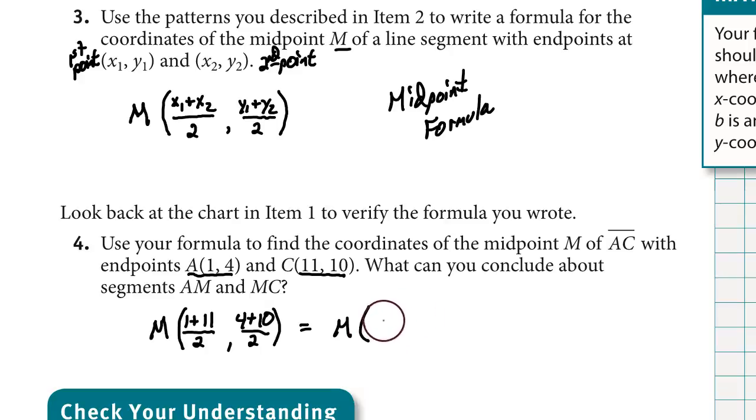1 plus 11 is 12. 12 divided by 2 is 6, comma. And 4 plus 10 is 14. 14 divided by 2 is 7. Point M is located at 6, 7 on the grid.